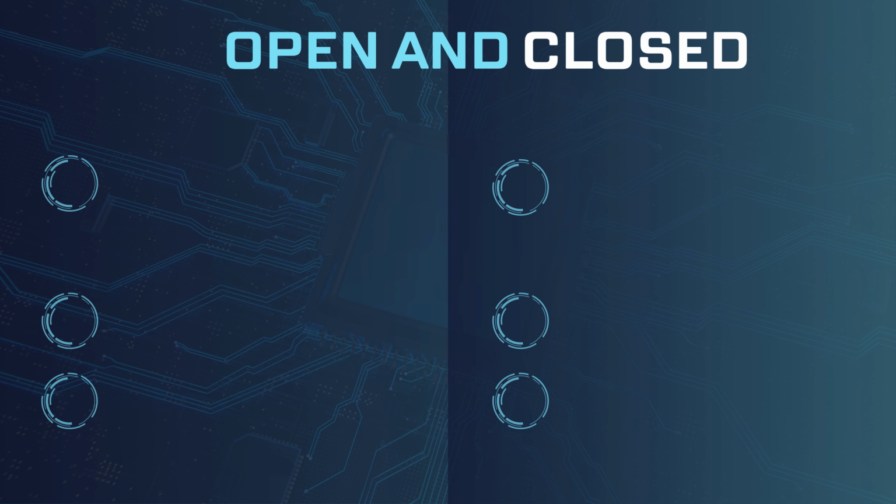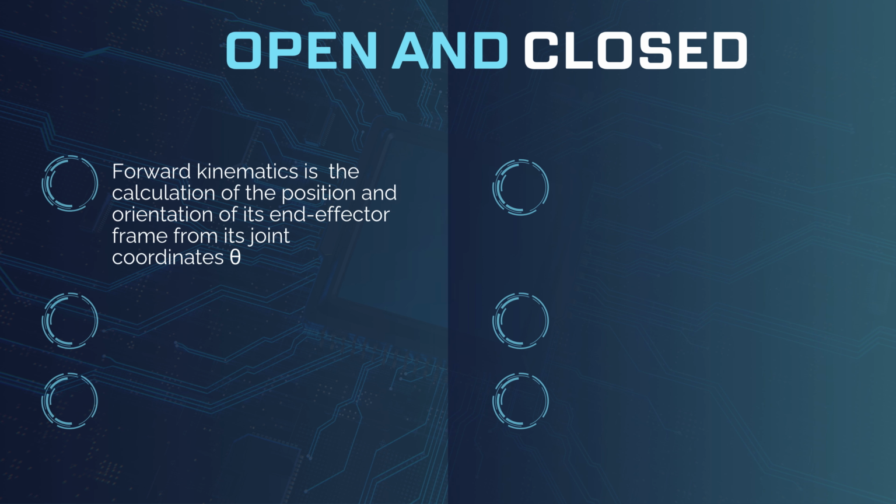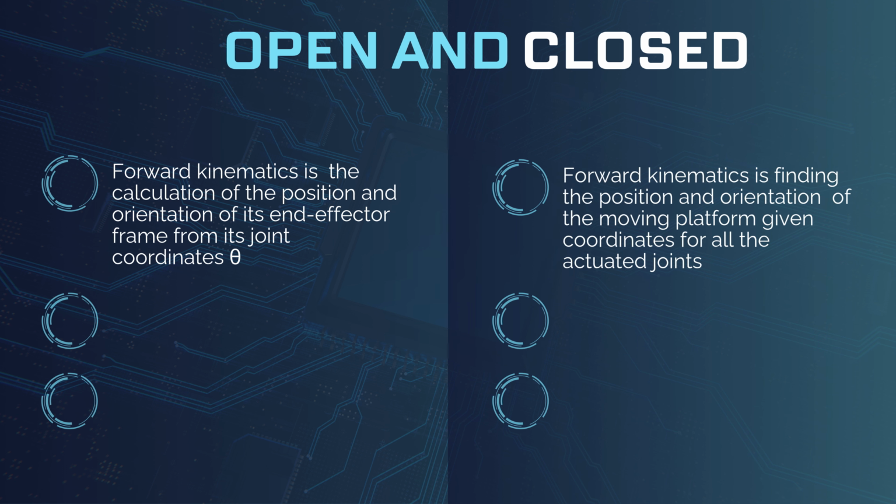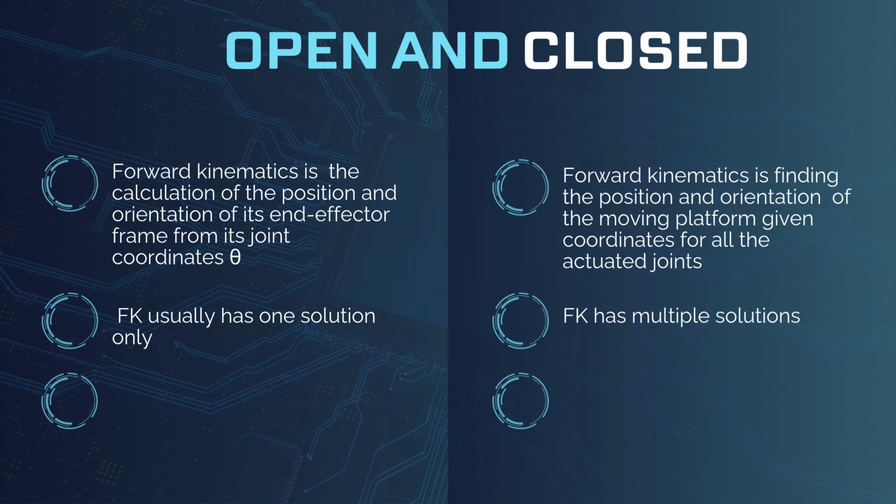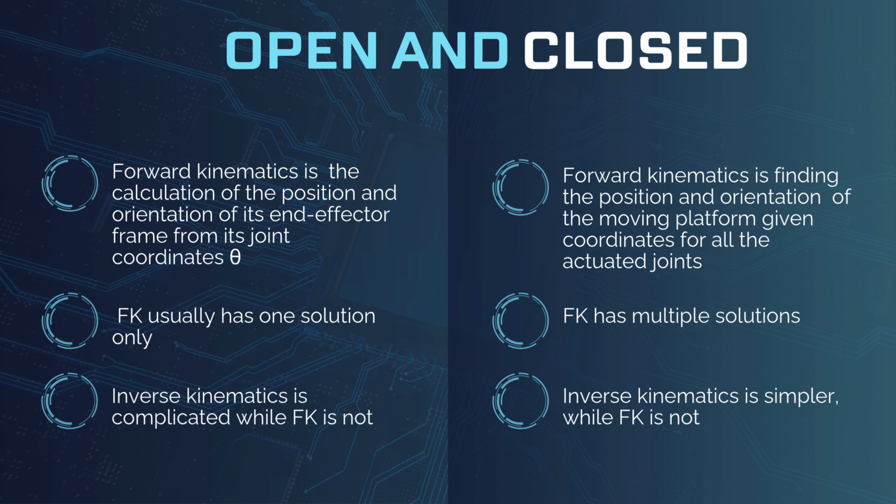Recalling chapter 4 from our course, we saw that forward kinematics is finding the position and orientation of a robot's end effector frame from its joint coordinates theta. In the product of exponentials convention, we found the transformation matrix from base to end effector frame in zero configuration and the screw axis, and used this equation to calculate the forward kinematics. However, here, forward kinematics means finding the position and orientation of the moving platform when we are given coordinates for all the actuated joints. Due to this, forward kinematics can have multiple solutions as opposed to with open chains. The inverse kinematics for open chains is then easier, unlike that of closed chains.